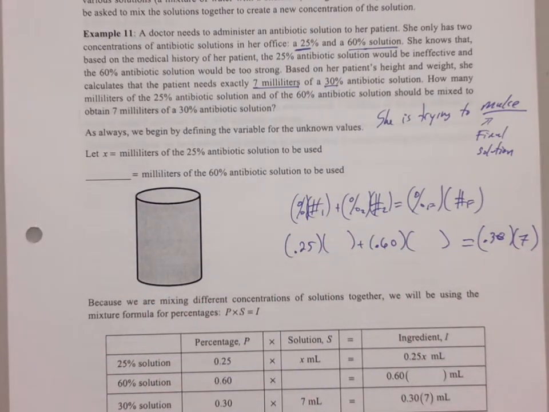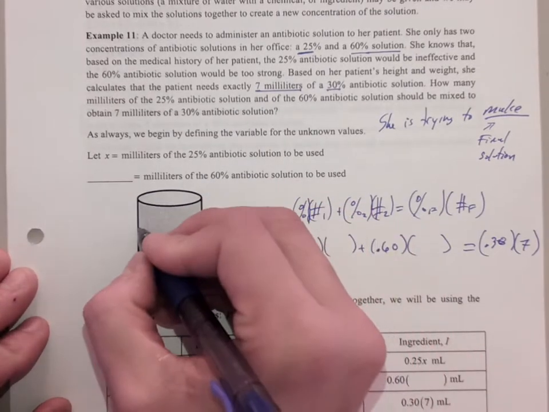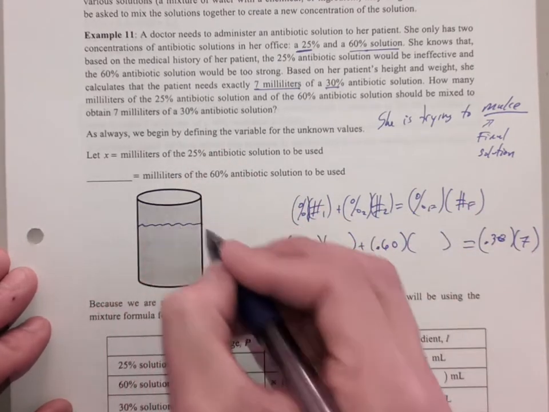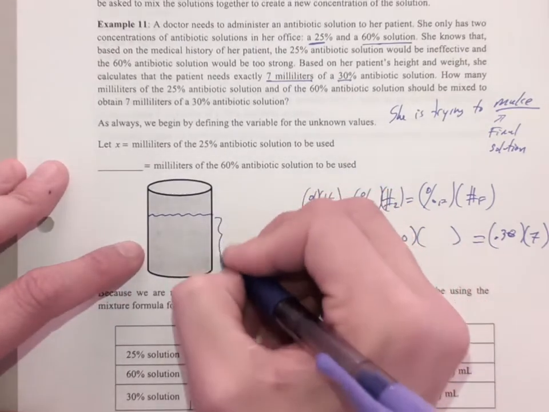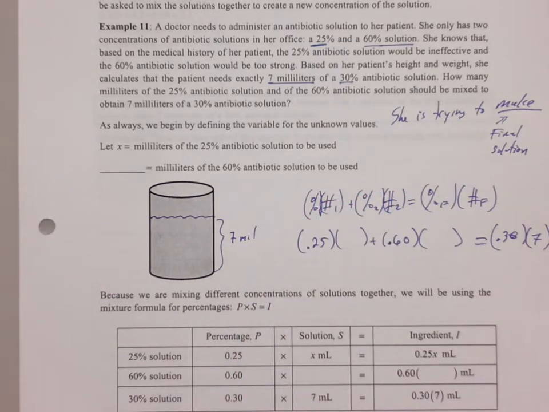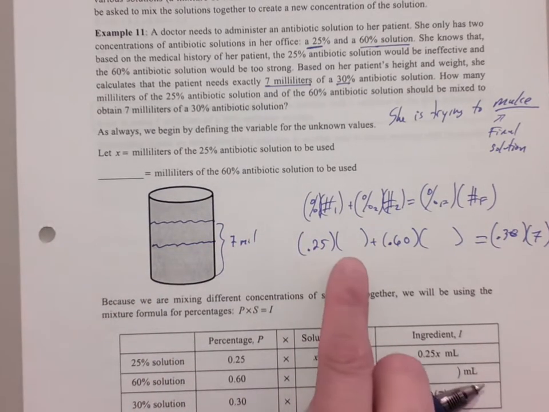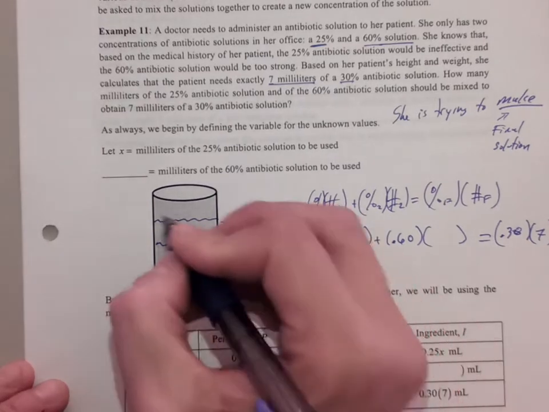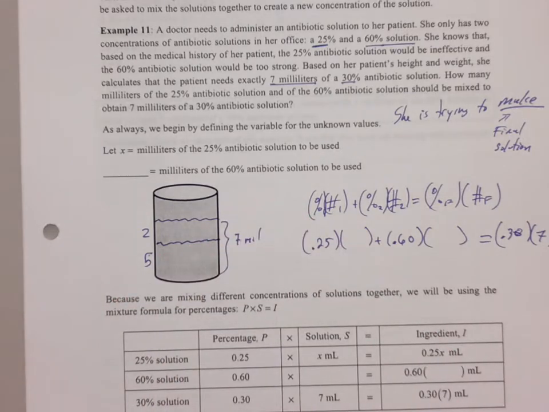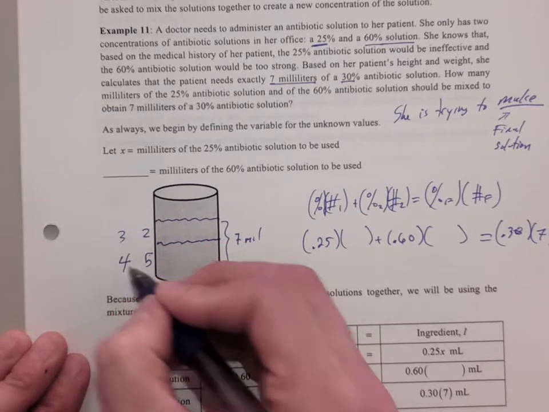Well, what do I know? I do know that in the whole solution, let's just say this is the final one, I mixed in both of these two things. And overall, the total amount of liquid there is 7 milliliters in here, right? So let's just say this much of it was the first one here. Let's say, for example, this was 2 milliliters. What would this one be? That would be 5, right? Similarly, let's say this was 3. Then this one would be 4.